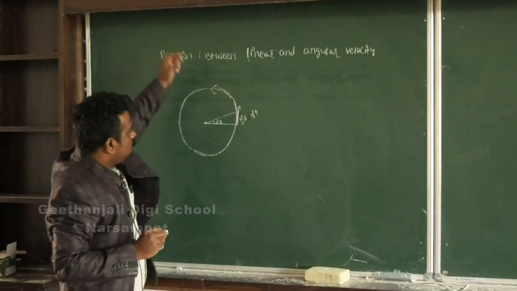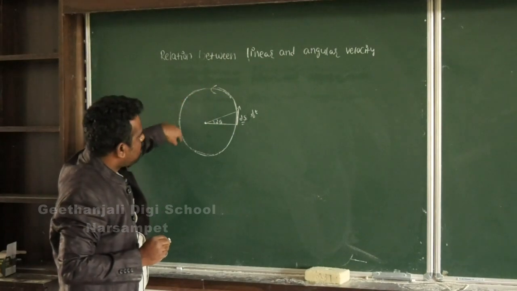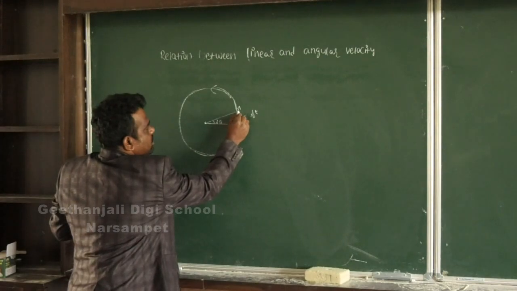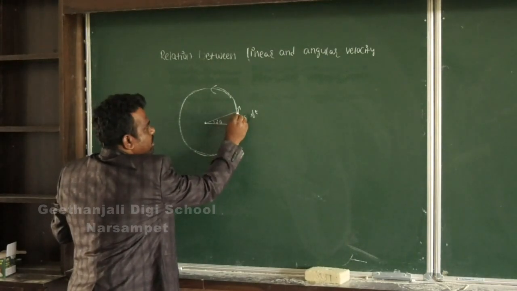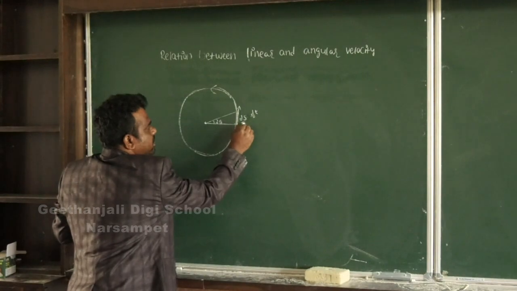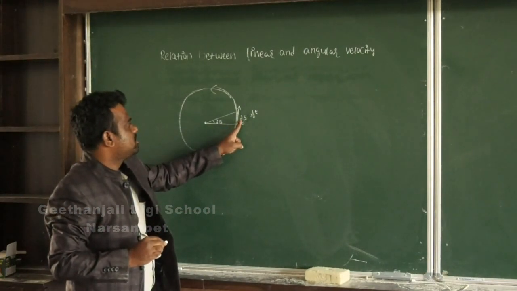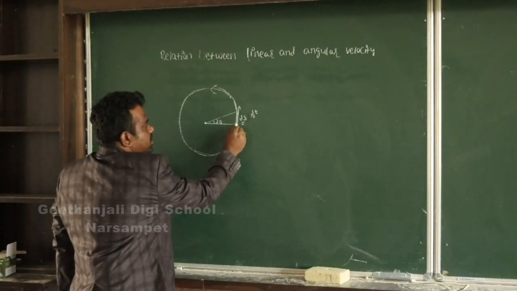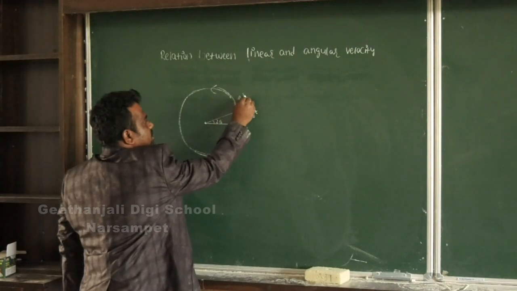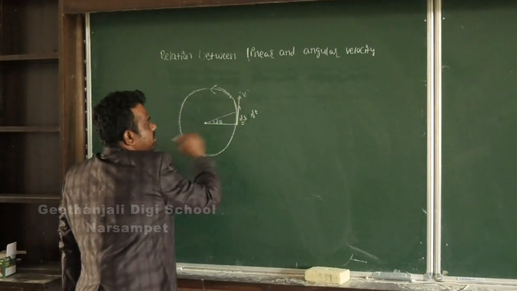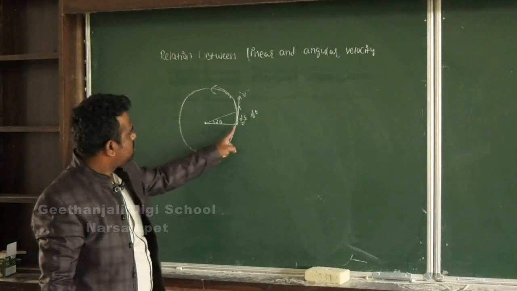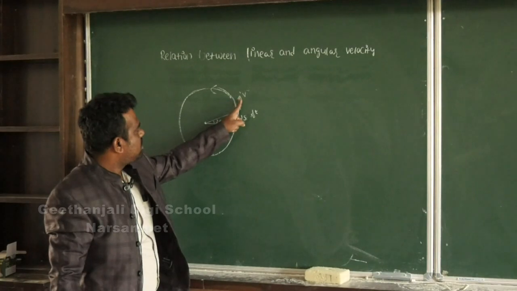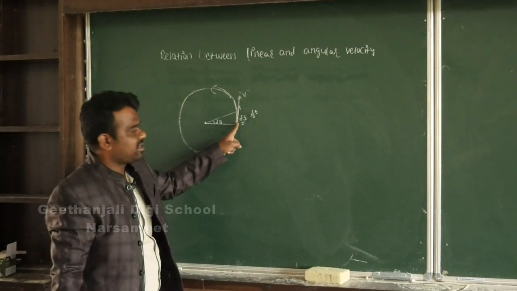Clear? So though it is moving in a circular path, if I consider a small time interval, this arc length will be like a straight line. So I am writing this is the small displacement ds. Here the tangent drawn to the circular path gives the direction of velocity of the particle at that point. So I am drawing a tangent to the circular path here. This gives the direction of linear velocity of that particle.